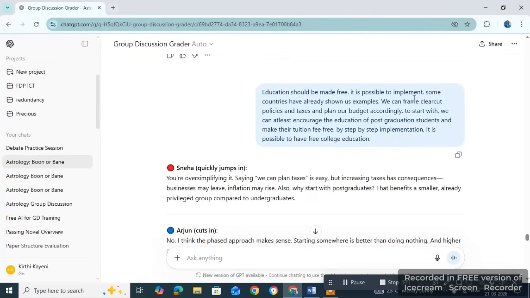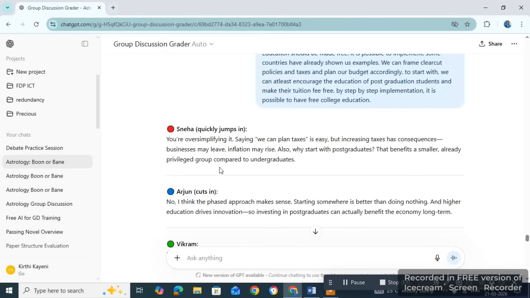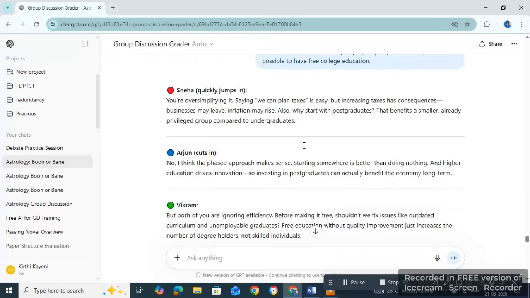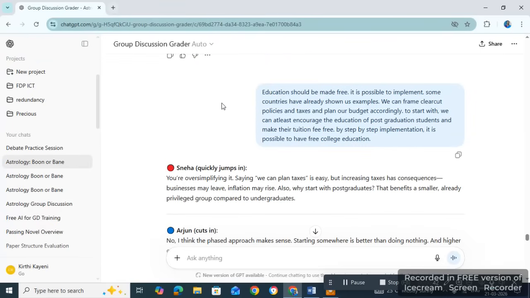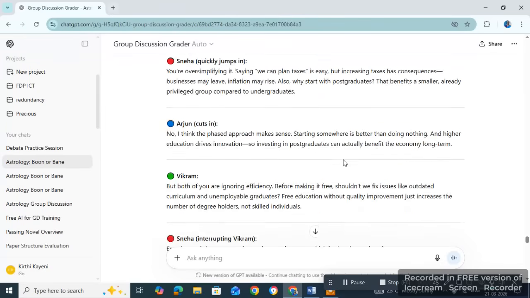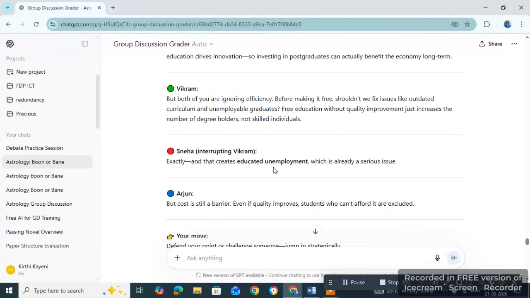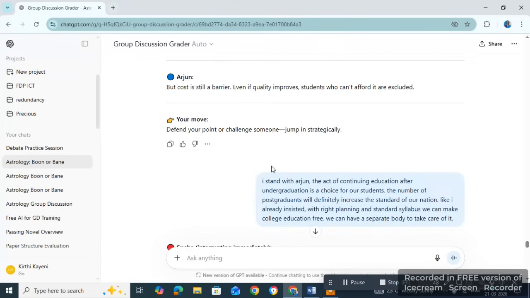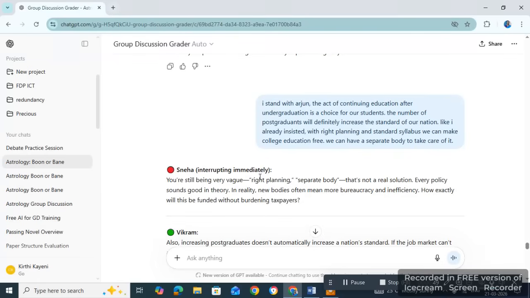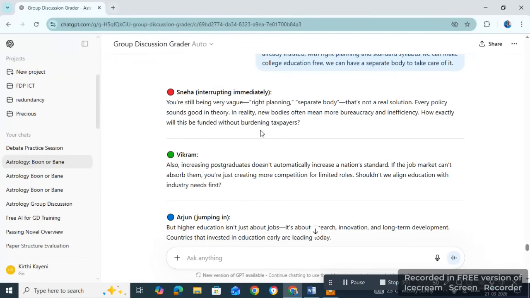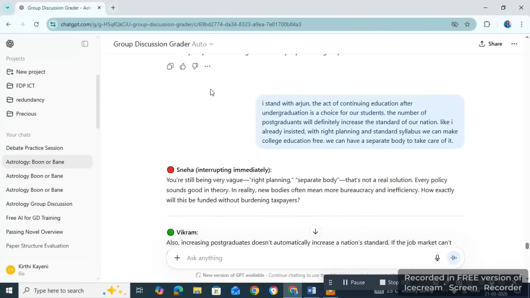Education should be made free. It is possible to implement free education. Some countries have already shown us examples. We can frame clear-cut policies and taxes and plan our budget accordingly. To start with, we can at least encourage the education of post-graduation students and make their tuition fees free. By step-by-step implementation, it is possible to have free college education. So this is my point, and Sneha is saying I'm just oversimplifying these things. This is how you really get attacked in a GD. People don't agree with you, that is true. So again the group discussion continues, and I also continue with my point.